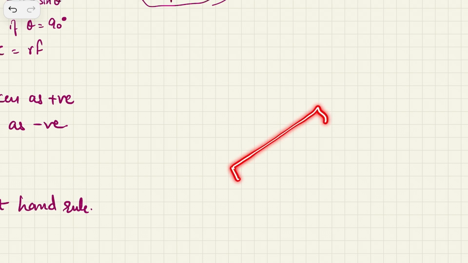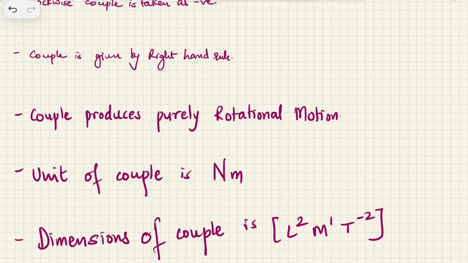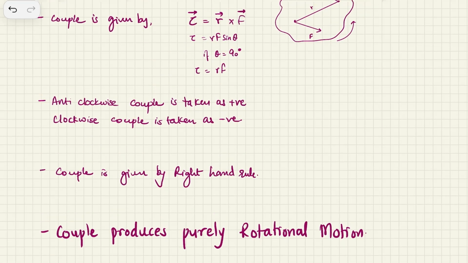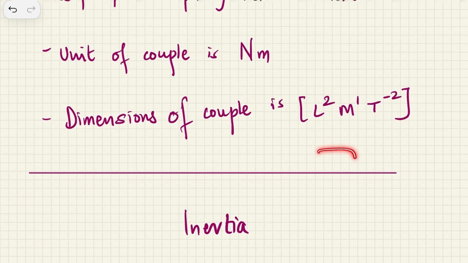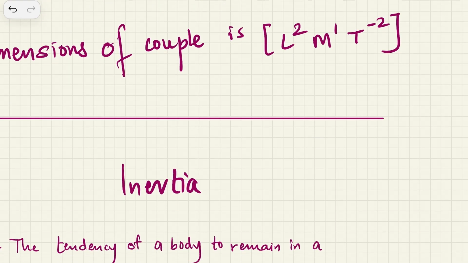But suppose I hit a rod with one force from this side and one from this side, then it is going to rotate like this, at the same point. So this is where the couple makes a body move in purely rotational motion. Because the formula is the same, the unit is the same as torque, Newton meter, and the dimension also remains the same, that is L^2 M^1 T^-2.